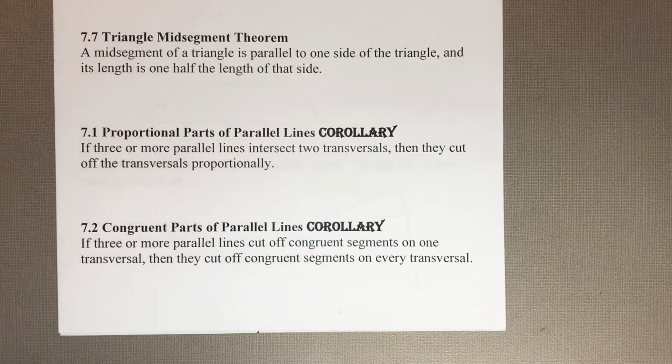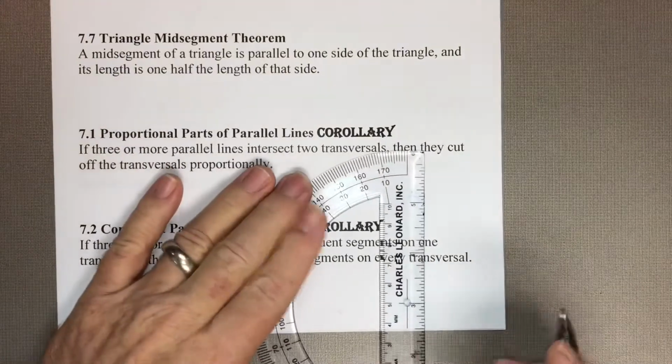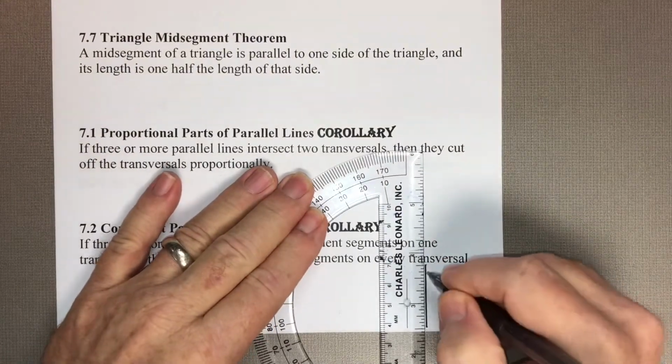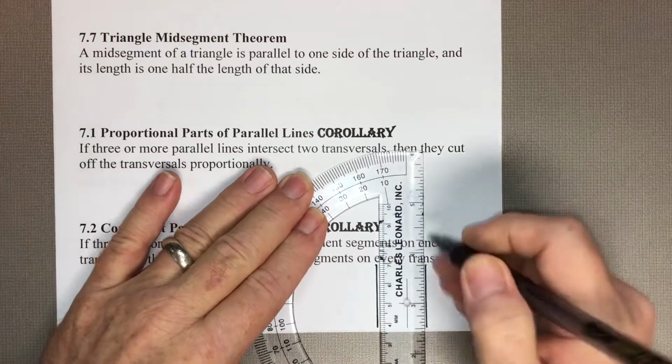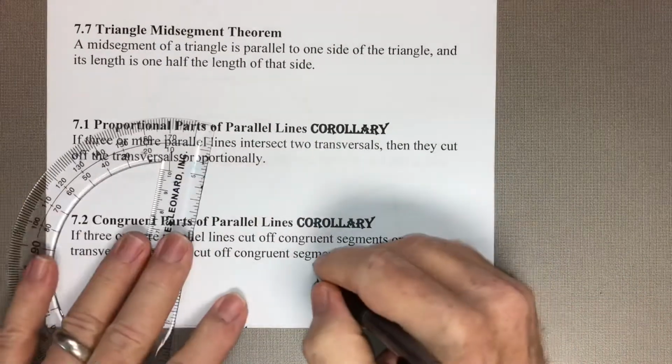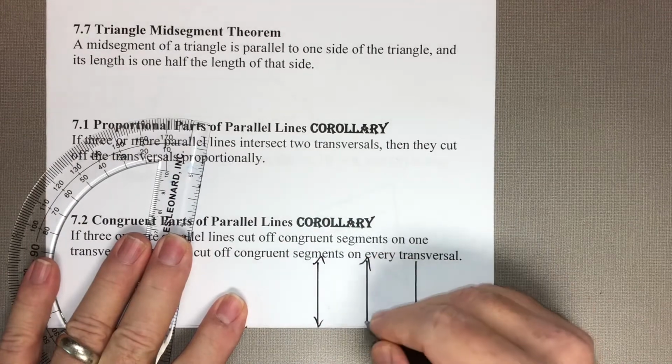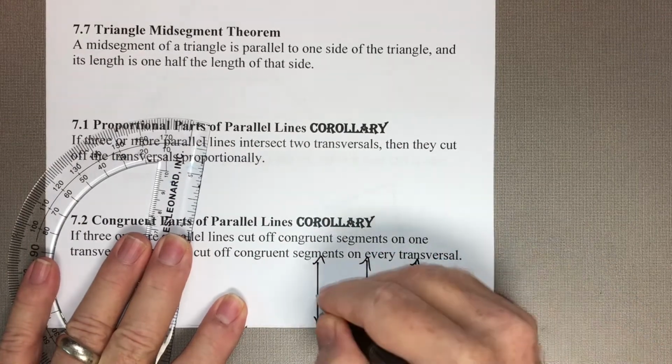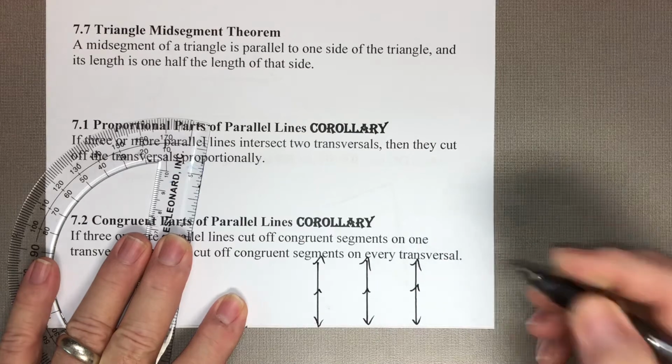It says, if 3 or more parallel lines cut off congruent segments on one transversal, then they cut off congruent segments on every transversal. Well, I'm going to start by putting 3 parallel lines. Let me put one here, and one here, so that those lines are parallel.